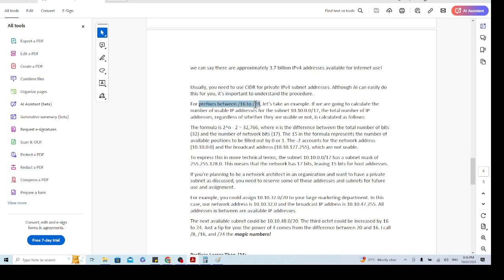For prefixes between 16 to 24, let's take an example. We are going to calculate the number of usable IP addresses for subnet 10.10. So that was 2 to the power of 15 IP addresses. You have to subtract 2 from it. That 2 is the broadcast and the network IP address.